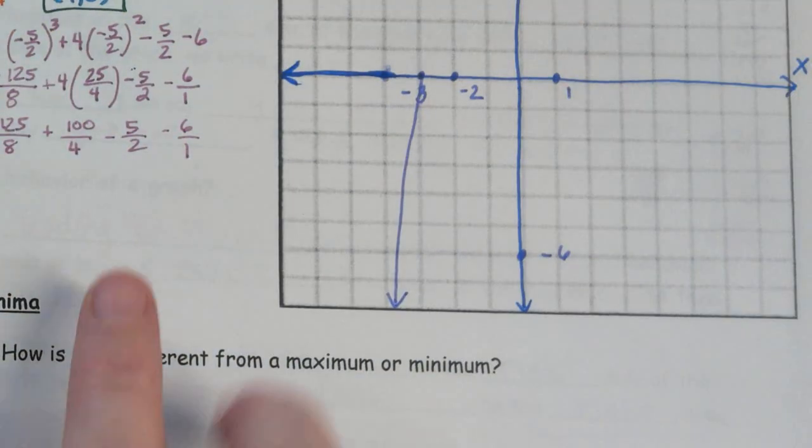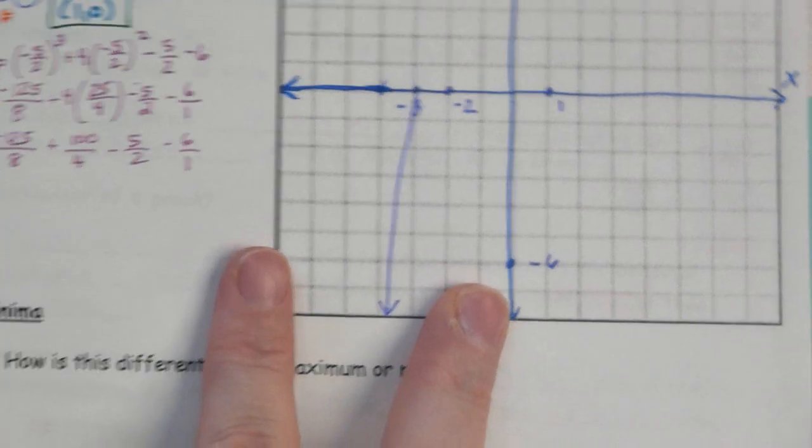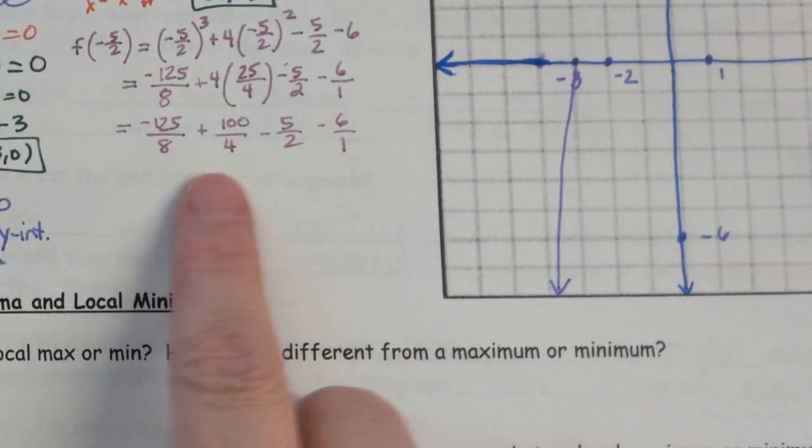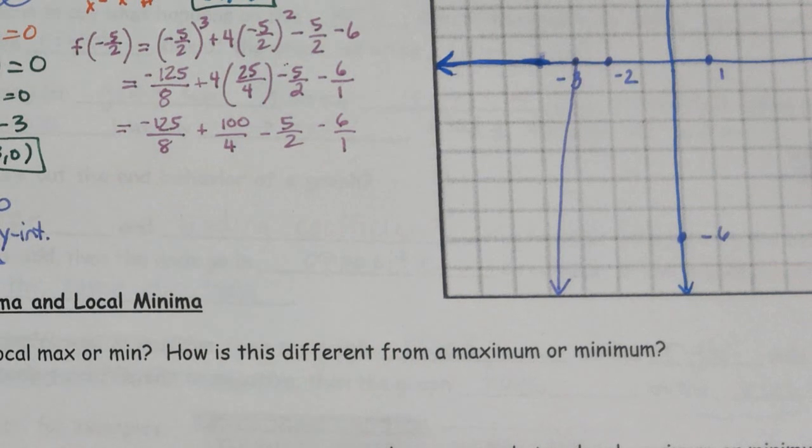Look at all the denominators. Remember, if you're combining fractions, you want them all to be the same. So what am I going to make all of them? I'm going to make them all what? What's your least common denominator?